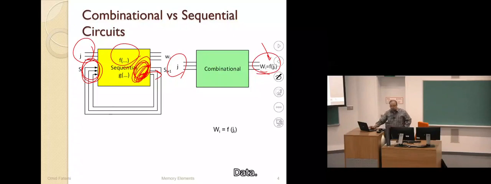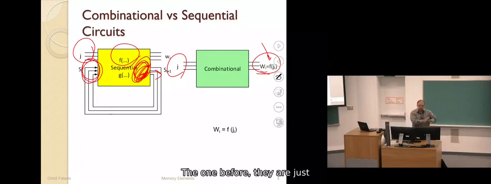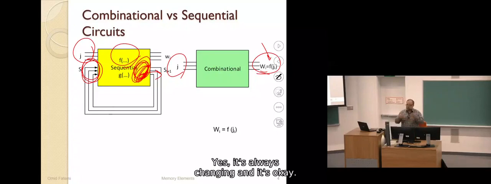Yes? So is the state in the previous data then? It depends on the previous data, not just the previous data. Maybe the previous data, the one before, they are just accumulating and making a state. It's not just one cycle before. Like the continuous results? Yes. So it's always changing, and it's the result.